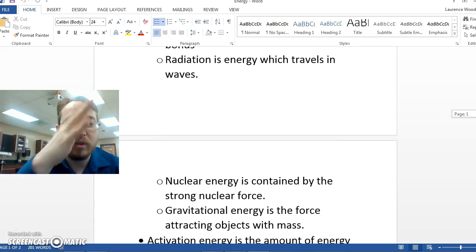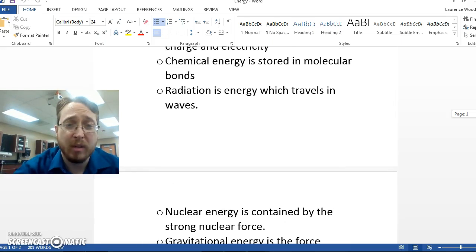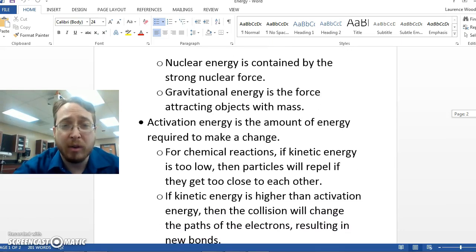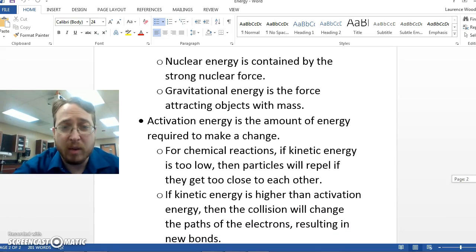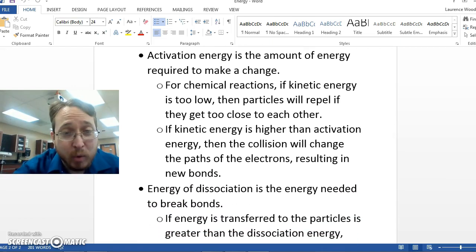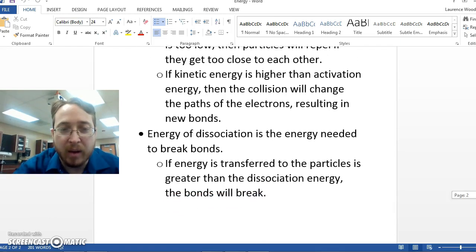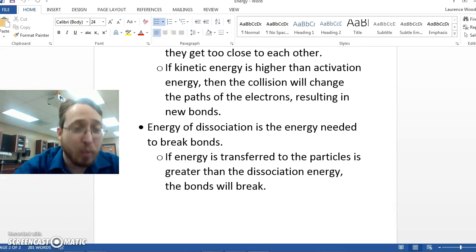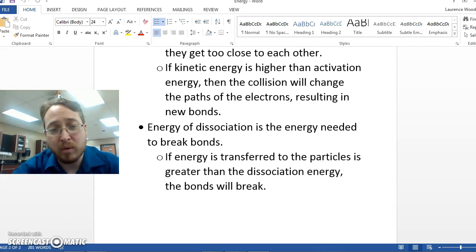Radiation is energy which travels in waves and is actually very closely related to electromagnetic energy. Nuclear energy is contained by the strong nuclear force. Gravitational energy is the force attracting objects with mass. Activation energy is the amount of energy required to make a change, and for chemical reactions, if kinetic energy is too low, then the particles will repel if they get too close to each other, and they will not have an effective collision. But if kinetic energy is higher than the activation energy, then the collision will change the path of the electrons, and we will have a new bond. And finally, energy of dissociation is the energy needed to break bonds, and if the energy transferred to the particles is greater than the dissociation energy, then the bonds will break.